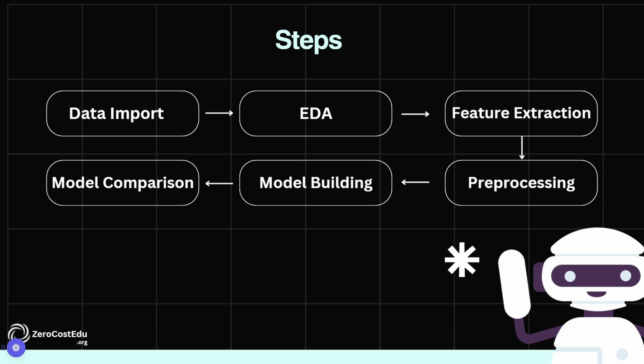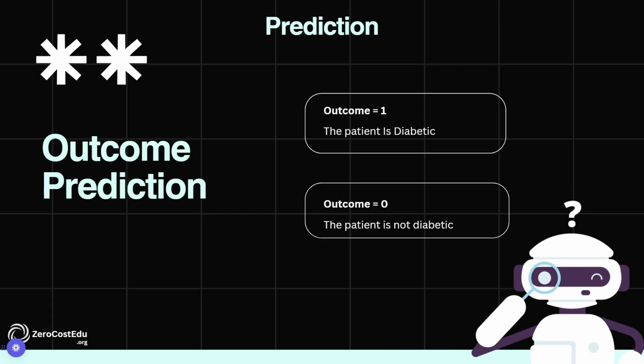Let's go to the next step. Next we have the prediction. For prediction, the outcome prediction will come. In the CSV file we get the outcome as 0 or 1. For 1 the patient is diabetic, but for 0 the patient is not diabetic. If the predicted value comes as 1, it means the patient is diabetic. But if our machine learning model gives the outcome as 0, it means the patient is not diabetic. So let's move to the next.